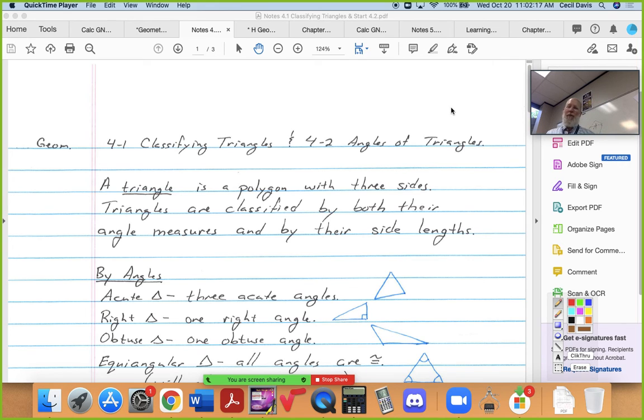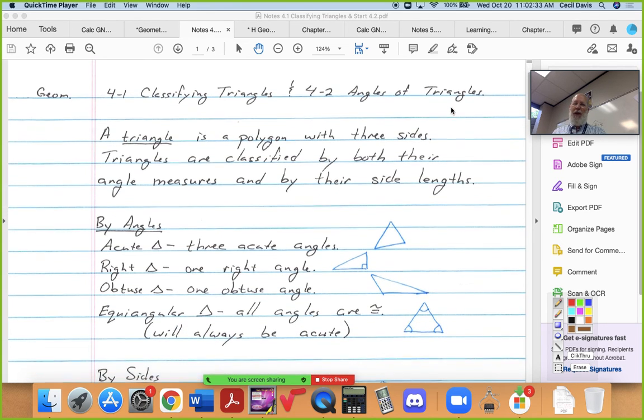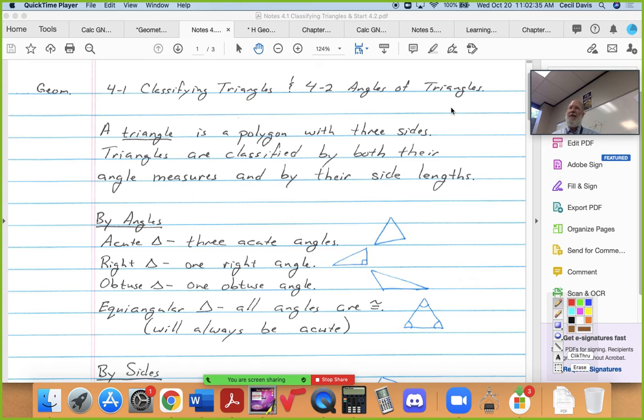So today we're doing a little bit from section 4.1 and a little bit from section 4.2. Section 4.1 is on classifying triangles. That should all be review for you, so we're going to zip through that pretty quickly. Starting with the definition: a triangle is a polygon with three sides.